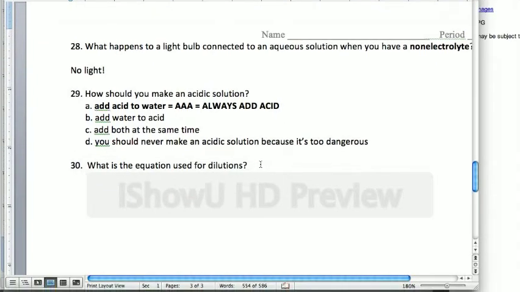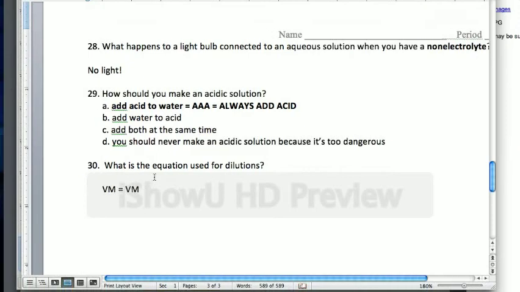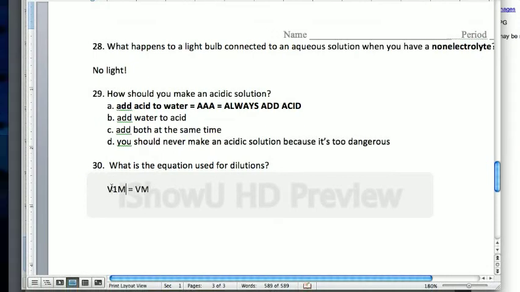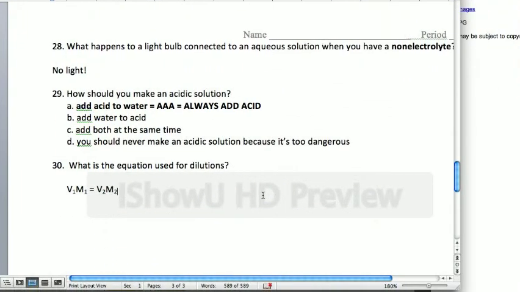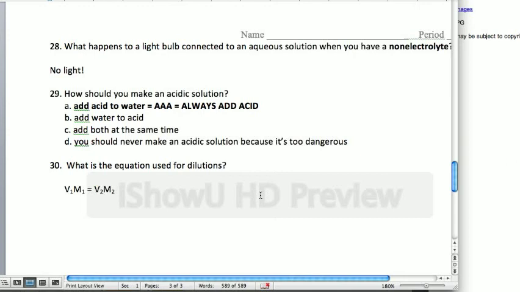Then it says which equation is used for dilutions. Remember we learned this as VUM, VUM, and you have to remember that it's V1M1 equals V2M2. I'm going to make a separate video showing how to do dilution math in a minute, so just look for that in a little bit. Or, if you're having a really hard time with it, Google dilution equation. If you put in MV, you should find plenty of help on that.